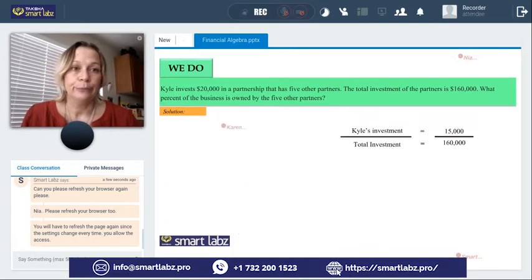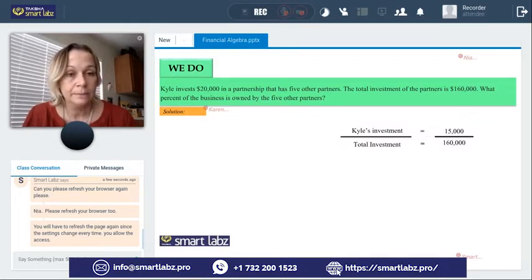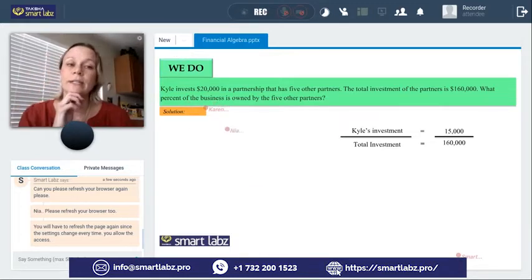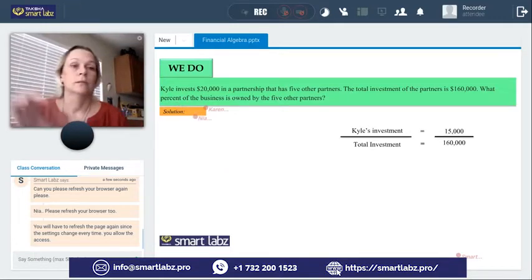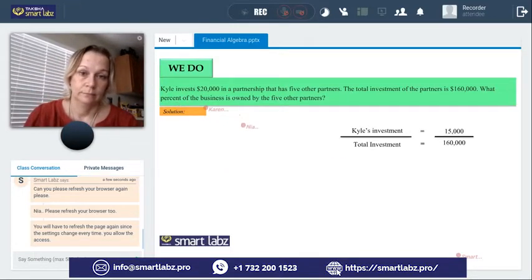The next is we do. Okay, so go ahead. Can you read this one for me, please? Is there any way to make the tab smaller? So it's Kyle invests $20,000 in a partnership that has 5 other partners. The total investment of the partners is $160,000. I'm sorry, I can't read that one. What percent of the business is owned by the 5 other partners?